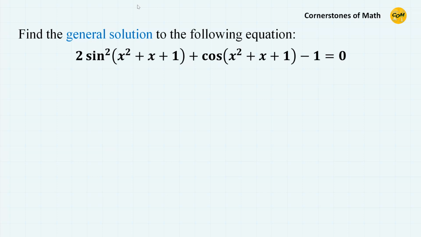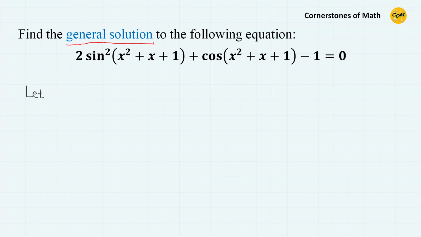Today we are going to find the solution to the equation 2 sine squared of (x squared plus x plus 1) plus cosine of (x squared plus x plus 1) minus 1 equals 0. But I am not just going to find a special solution in a certain interval. I am going to find the general solution, that is, all possible values of x satisfying the given equation. Let's see how we can do that.